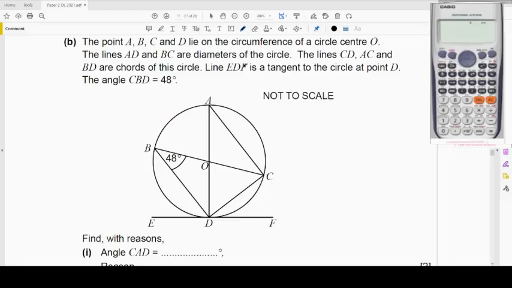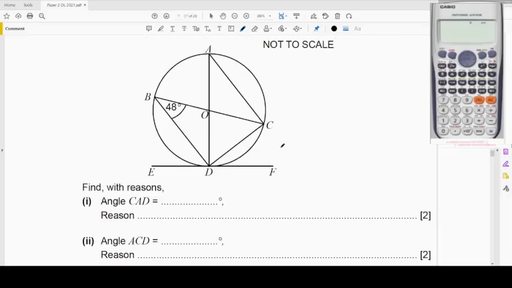Line EDF is a tangent. A tangent just means a line that touches the circle at only one point, and that's D. Then we are given the angle CBD. This angle here is 48 degrees. Now we have to find these angles and give a reason for the angle.